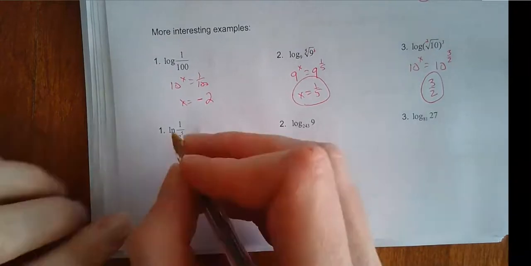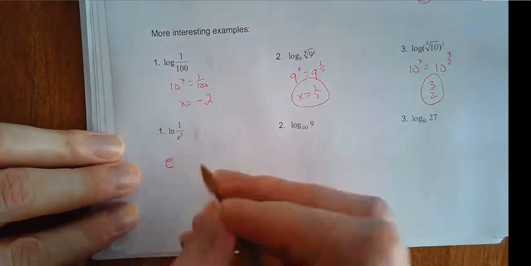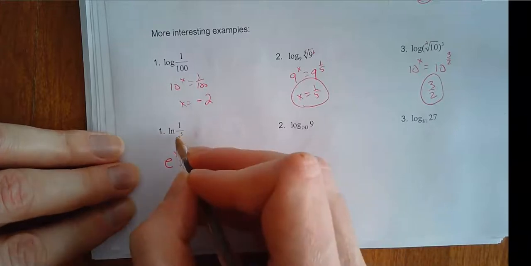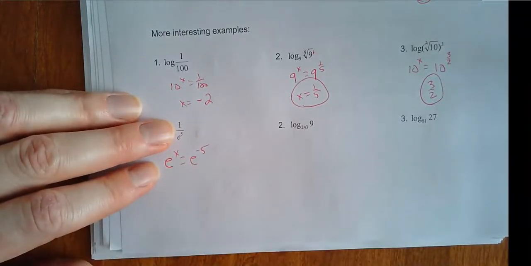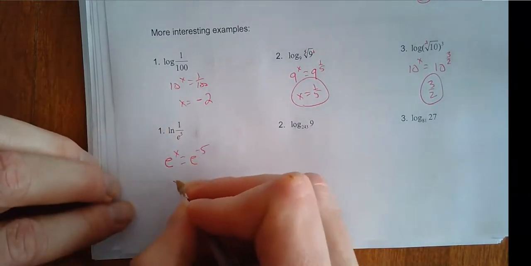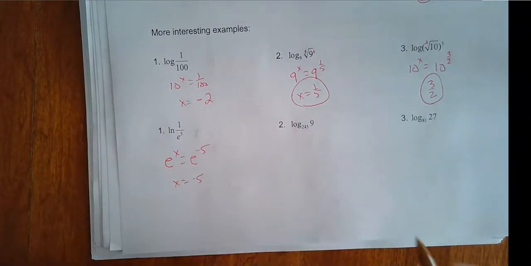This guy here, natural log, that means the base is e. e to what power equals, and I could rewrite this argument as e to the negative 5th. You know, it's 1 over e to the positive 5. We'll flip it over. That means x is negative 5.